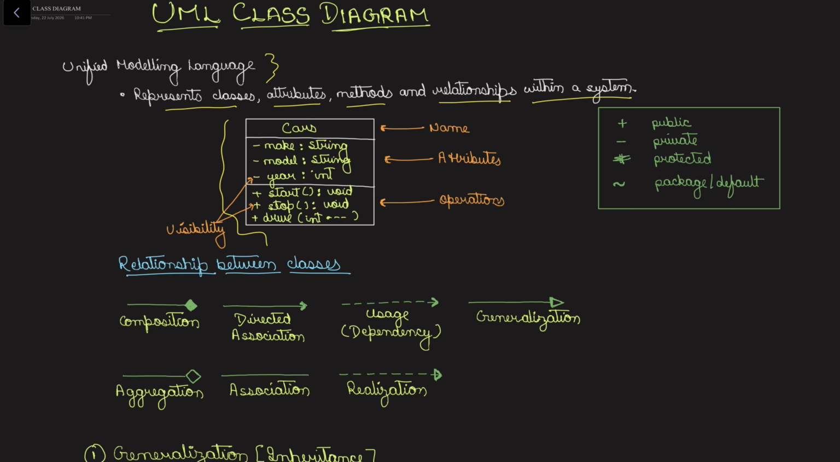So this is what a component looks like. If you see here, the first one is Car, which is nothing but the name of the class. These are the attributes, meaning the variables which will be defined inside the class, and these are the operations, meaning the methods that are there in the class.